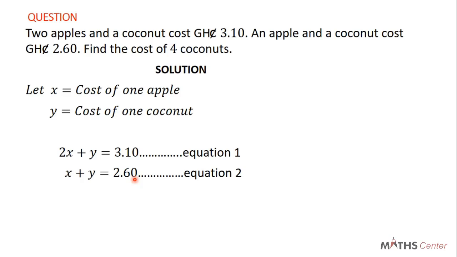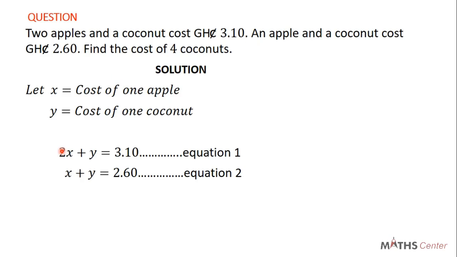You read the statements carefully. You identify the unknowns. The unknowns in this case are the cost of one apple and the cost of one coconut. So you represent those unknowns by variables as we've done here, X and Y. Then you use these variables to form equations based on the question. The question says that 2 apples and a coconut cost 3 Ghana cedis 10 pesos. We know that the cost of one apple is X, so 2 apples gives 2X. One coconut, so plus Y, will give us 3 Ghana cedis 10 pesos, 3.10.